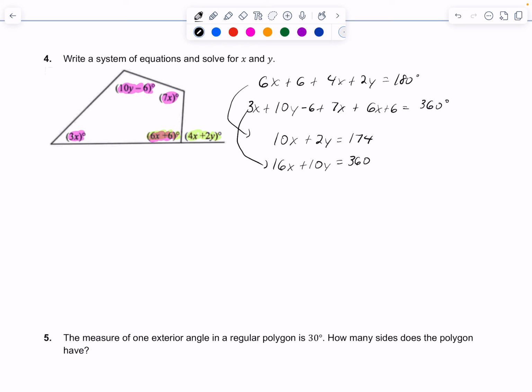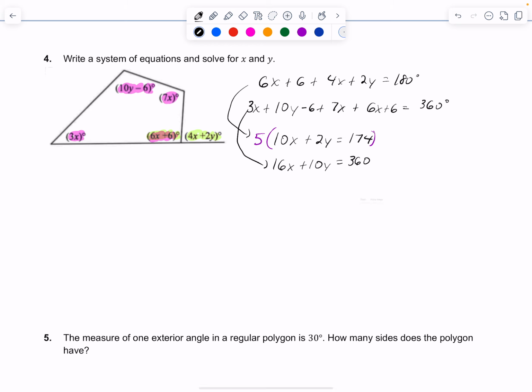Okay, now you've got choices here. You could get the x's to have the same number, or opposites, to add or subtract to get rid of your variables. I'm going to eliminate the y's. The reason that I'm going to do that is because I can multiply these by 5, which would give me 10y, and then I'd be able to subtract to eliminate y.